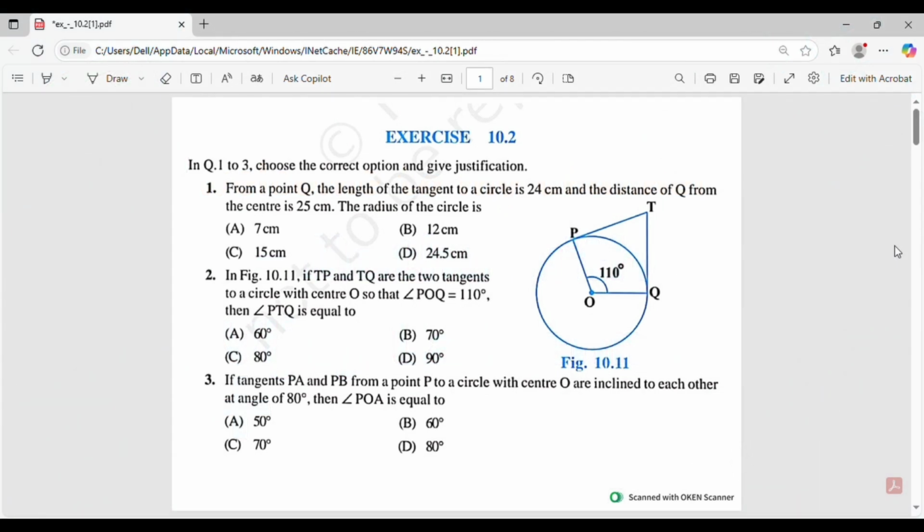Today we are going to do exercise 10.2 of circles. So in the first question, from a point Q, the length of tangent of a circle is 24 centimeter and the distance of Q from the center is 25 centimeter. The radius of the circle is, so we have to find the radius of the circle.